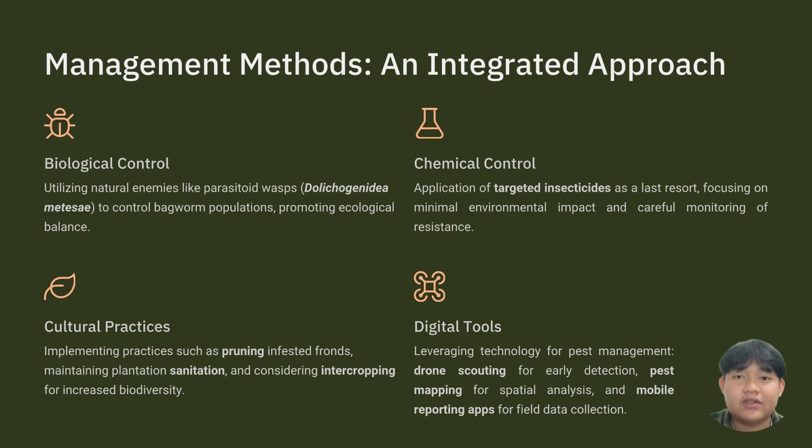Third, cultural practices like pruning infested fronds, cleaning up plantation debris, and even introducing intercropping can increase biodiversity and reduce bagworm numbers. Lastly, we can use digital tools such as drones or aerial scouting, mobile apps for pest reporting, and digital mapping for spatial analysis to help detect infestations early and manage them more precisely.